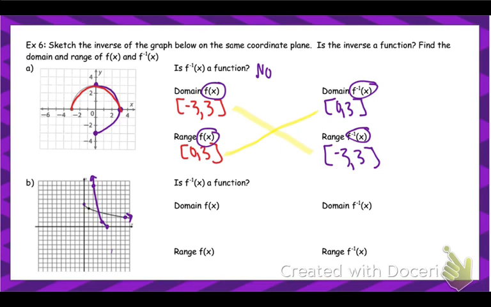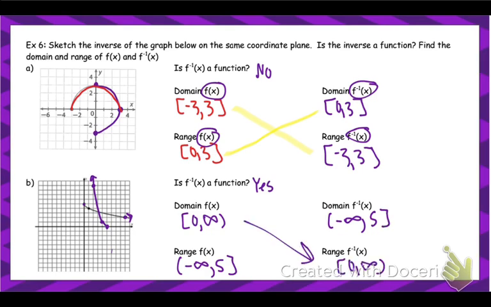So is the inverse a function? In this case, it is. All right, let's do domain. Domain of the original was from 0 to infinity. Range of the original, be careful, again, bottom to top. The lowest y value of the original was negative infinity. The highest y value was 5. Domain of the inverse, left to right, negative infinity to 5. Bottom to top, 0 to infinity. And again, you'll notice they're basically flipped from each other.